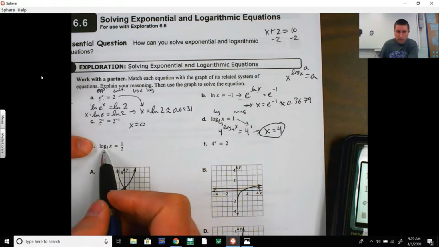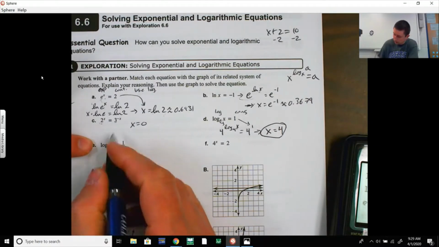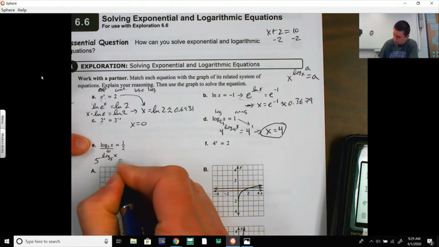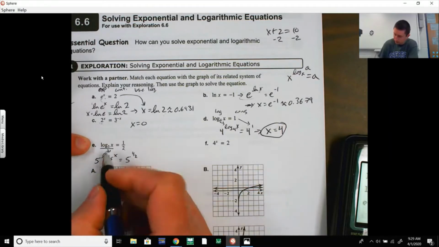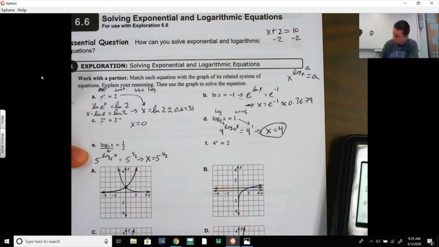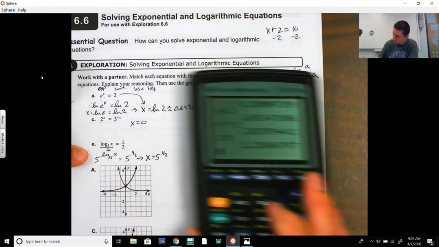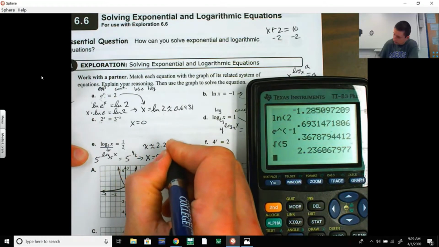So again, logarithmic and a constant. Our base is 5, so I'm going to say 5 to the log base 5 of x equals 5 to the 1/2 power. So 5 to the log base 5 of x is x, so x equals 5 to the 1/2 power, that is the square root of 5, which is about 2.2361.